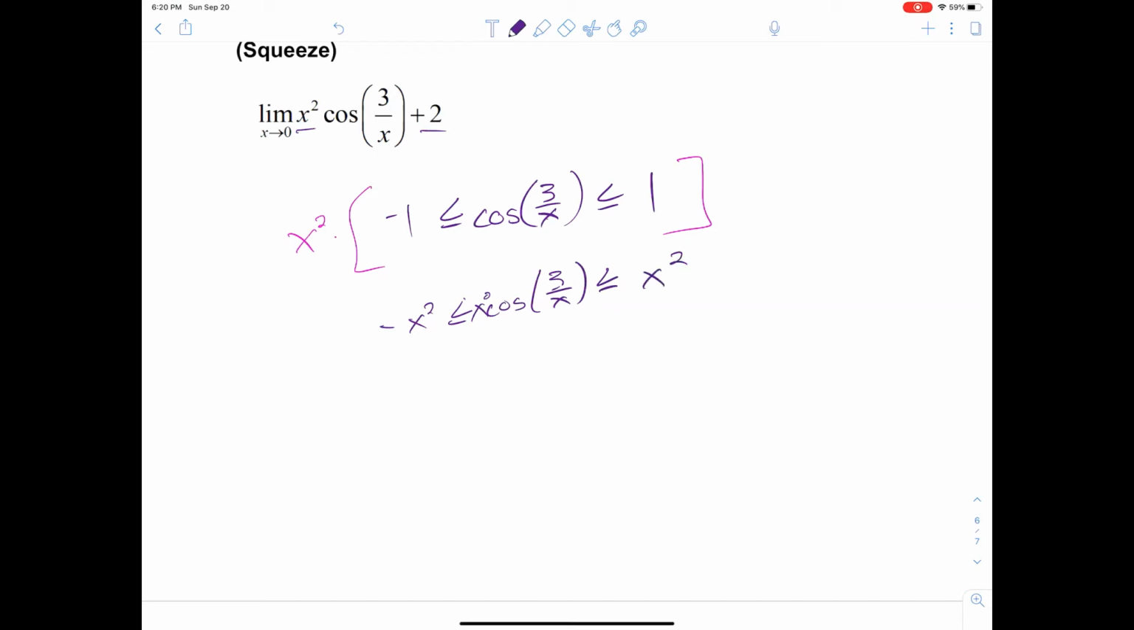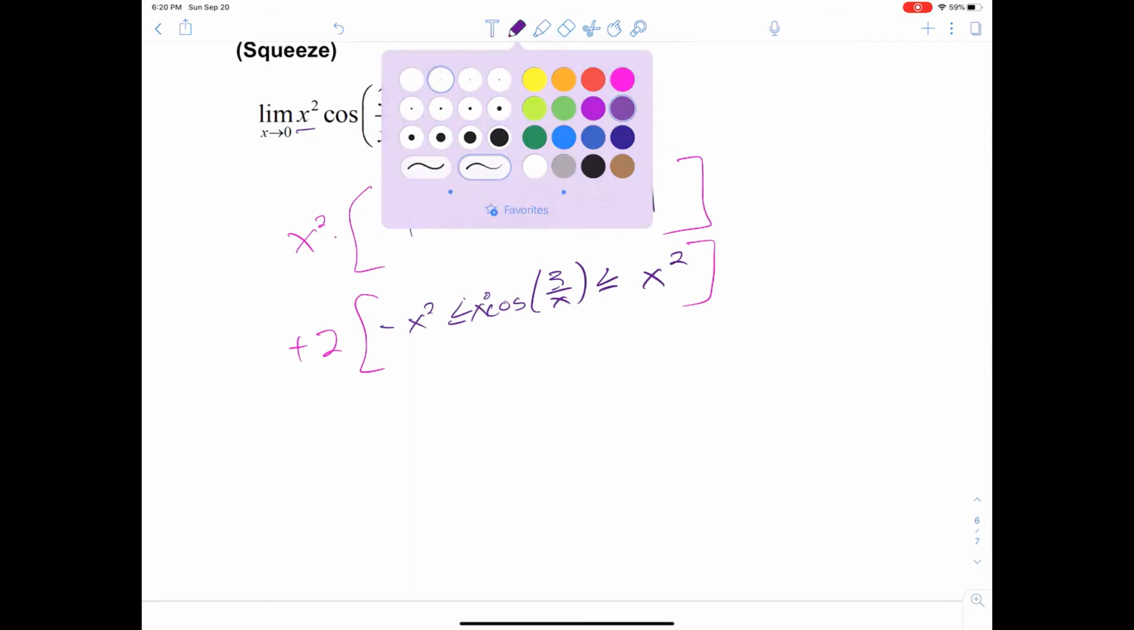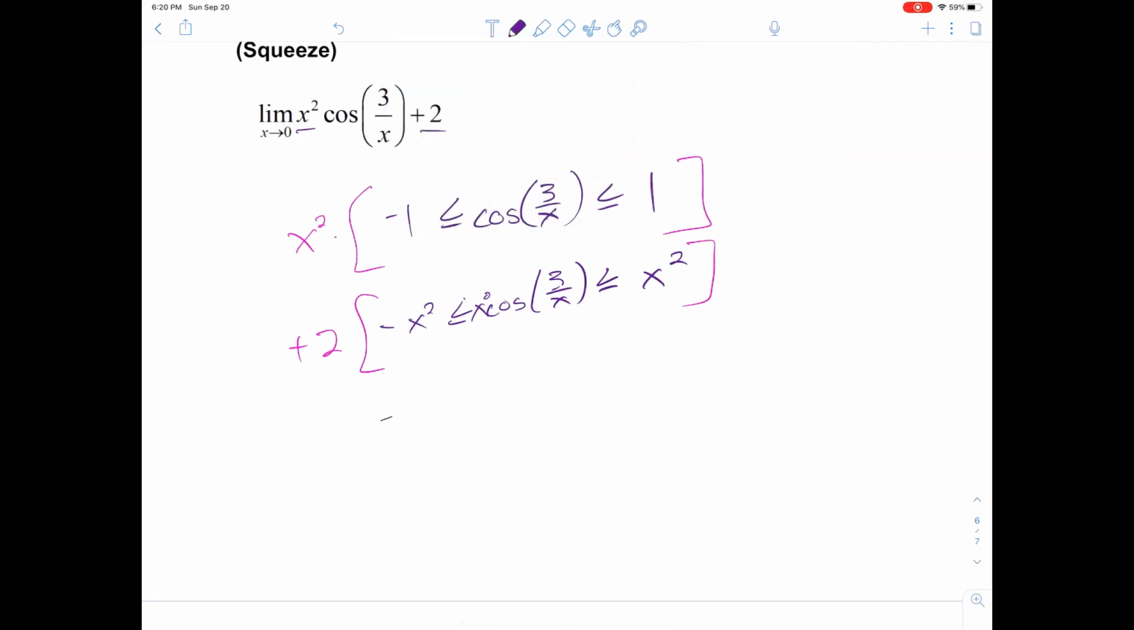And then we want that plus 2. So we'll tack on a plus 2 to everything. So we'll add 2 and see where that ends up. So we got negative x squared plus 2 less than or equal to x squared cosine of 3 over x plus 2. That's what we want in the middle. That's good. And we have an x squared plus 2 here.